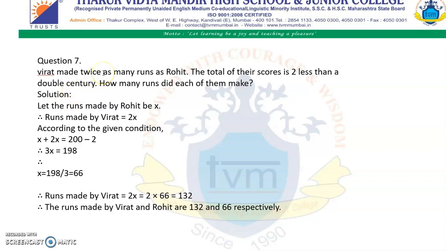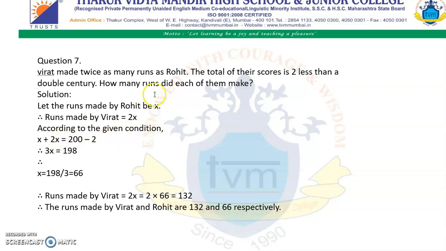Virat made twice as many runs as Rohit. The total of their scores is 2 less than a double century. How many runs did each of them make? They are telling that Virat made how many runs? Twice the runs made by Rohit. So first we have to assume. Let Rohit make x, then Virat made how many? 2 times, so it will become 2x.